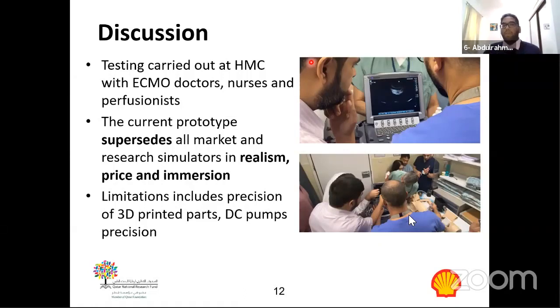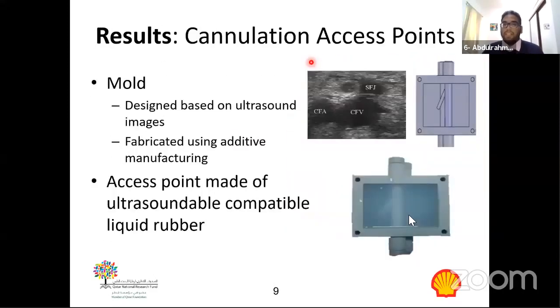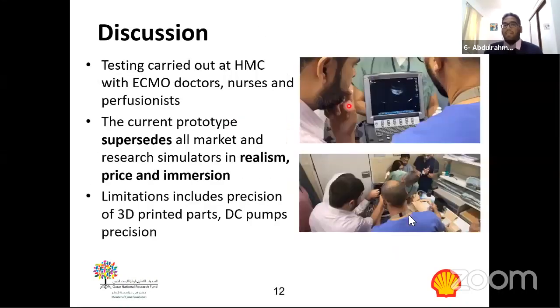Also, another important point is realism. No one has a similar aspect when it comes to simulating anatomical realism using ultrasound images, which is something special that we did. Also, no one has the aspect of procedural emergencies, which is our novel idea. Thank you.